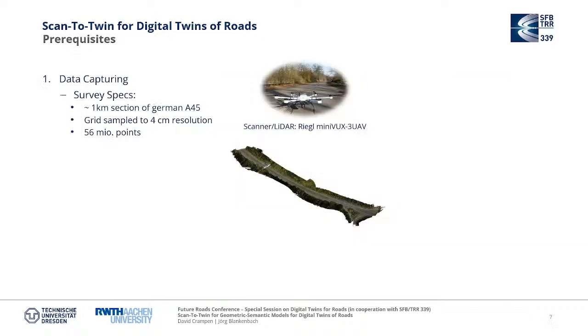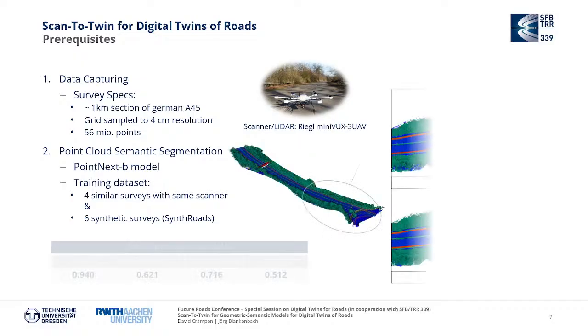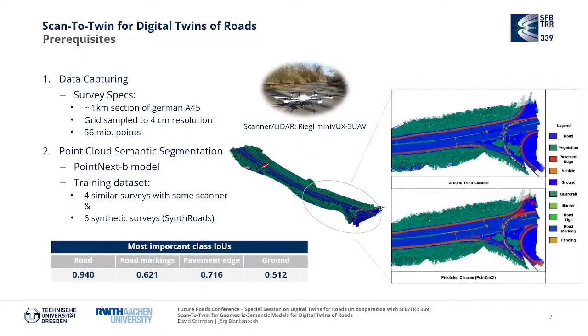And in order to be properly able to talk about that, we first of all need some prerequisites. So obviously we need some measurement data. In this case, we conducted a case study on a German highway section using our Regal Minibooks UAV scanner, and then trained a model, particularly a PointNeXt model, on a data set composed of 4 similar surveys and complemented by 6 synthetically generated point clouds to semantically segment the environment there.